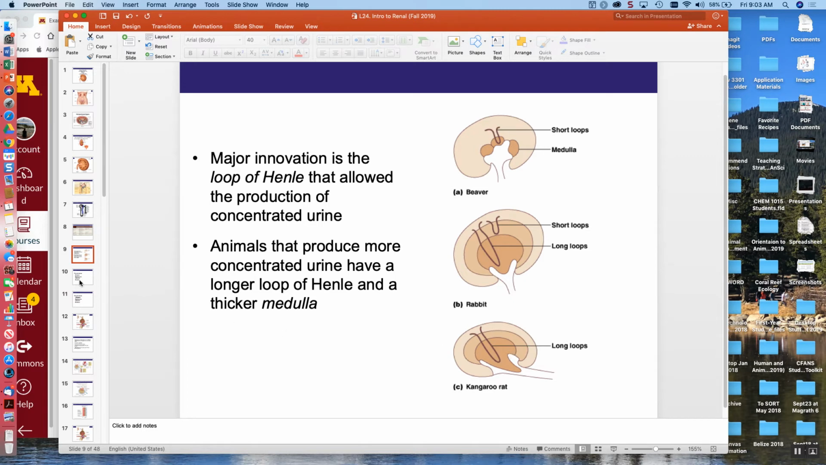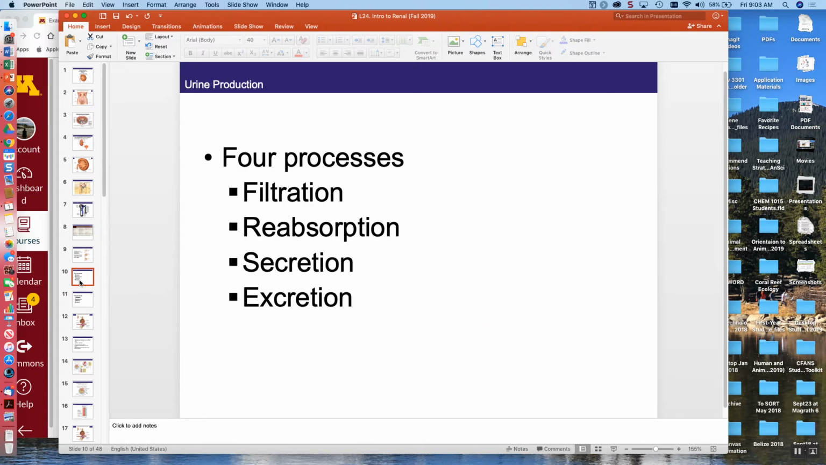All right, so let's actually talk about the 4 different processes of the kidney. This is something we'll be concentrating on in the next couple of days. The 4 processes of urine production are, number 1, filtration. Filtration happens in the glomerulus, and now we'll go into detail about the glomerulus, the anatomy, and what it does. We also already just mentioned reabsorption and secretion.